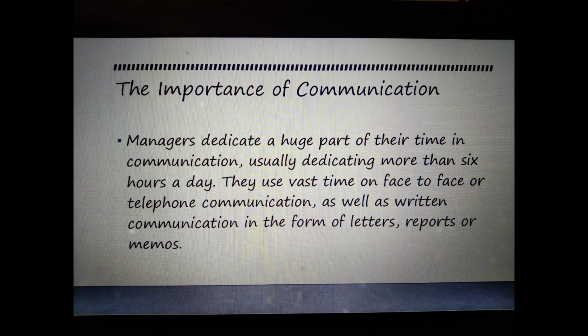Managers dedicate a huge part of their time in communication, usually dedicating more than 6 hours a day. They use best time on face-to-face or telephone communication, as well as written communication in the form of letters, reports, or memos. So, the manager dedicates a huge part as a communicator to their subordinates, to communicate with their staff to have a good flow in their organization.